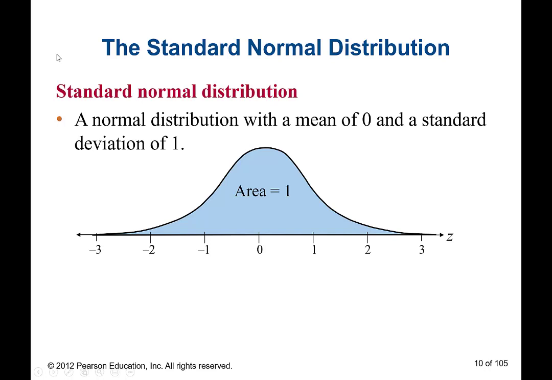Alright, welcome back. We're now going to be talking about a very special version of the normal distribution called the standard normal distribution. The standard normal distribution has a mean of 0 and a standard deviation of 1. That is always true.